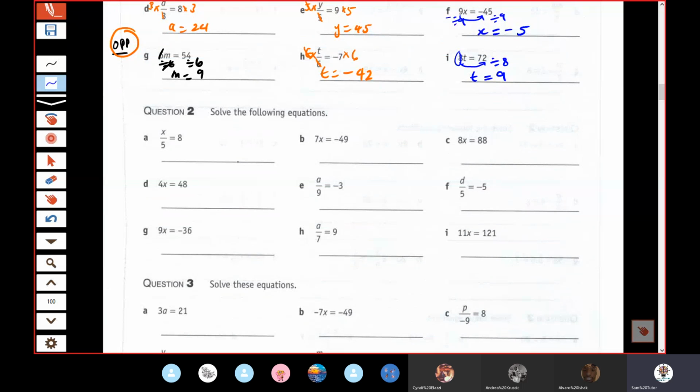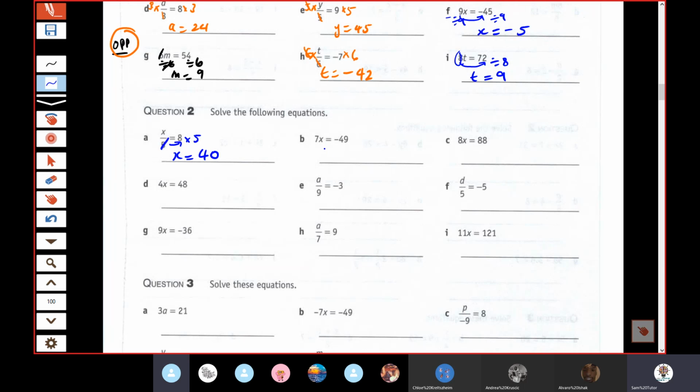Question 2. Okay, we'll start from the top again. Chloe, let's get a bit faster now. Tell me, x equals, what are you going to do? Do 8 times 5. 8 times 5, that's gone. That's 40.